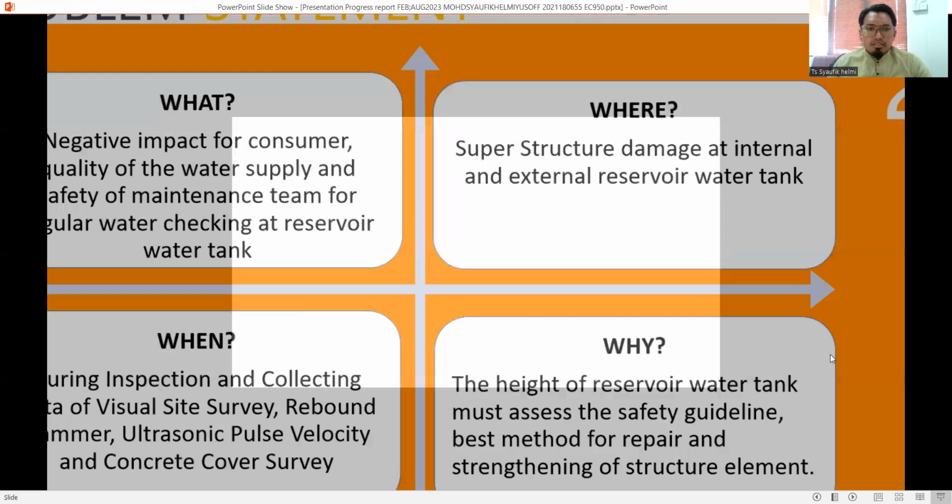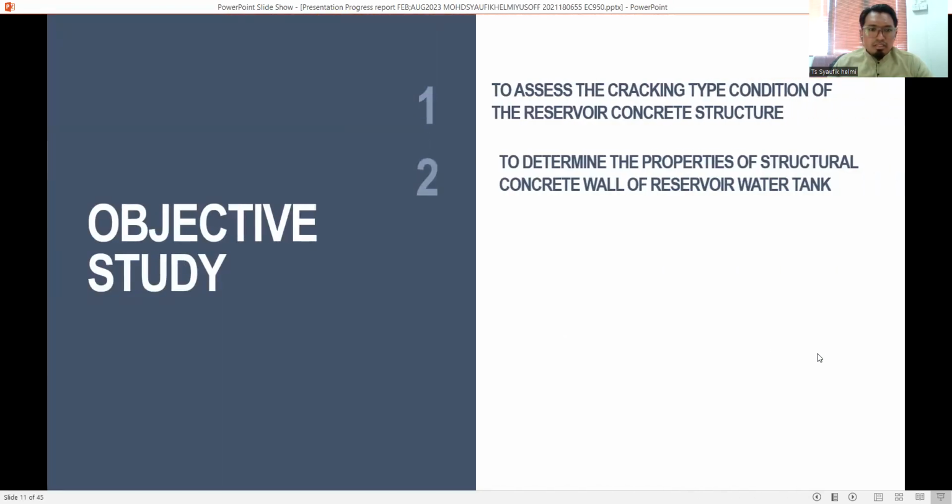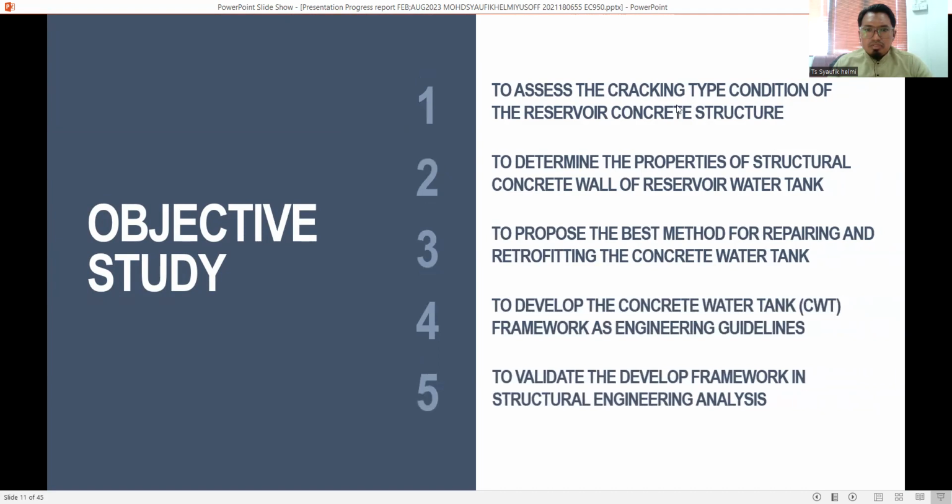element. So this is our objective of study: to assess the cracking type condition of the reservoir concrete structures; to determine the properties of the structure concrete wall of the reservoir water tank; to propose the best method for repairing and retrofitting the concrete water tank; to develop the concrete water tank (CWT) framework as an engineering guideline; and fifth, the last one, to validate the developed framework in structural engineering analysis.